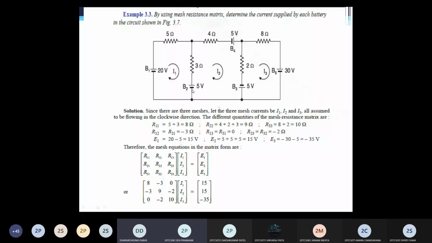I1 minus I2. Yes, sir. Okay. I1 minus I2. Same way, what is the current flowing into B3? I2 minus I3.